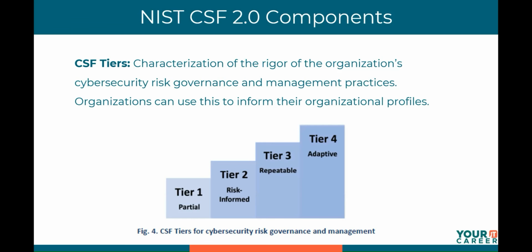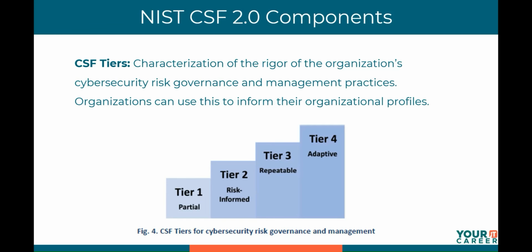So the CSF tiers are essentially just saying, what is the rigor that we want to say we have for our risk governance? And then based on the tier they've selected, that's what they use to inform their organizational profile. So based on whether they want to be tier 1, 2, 3, or 4, when they put their organizational profile together, it'll be based on that. Maybe everybody doesn't want to be adaptive at that very high level for configuration management. Maybe they just want to be risk informed. That's their decision to make.